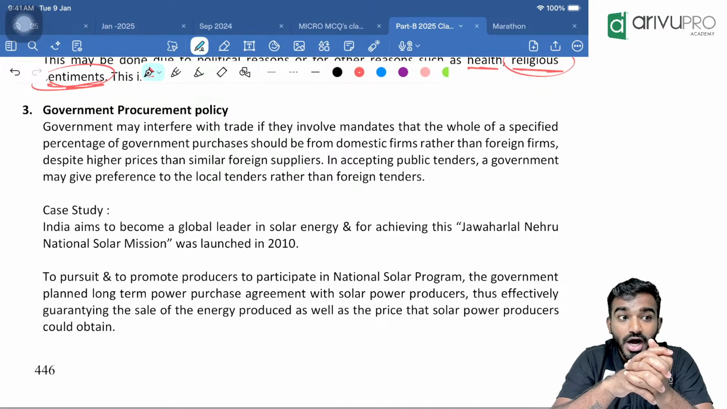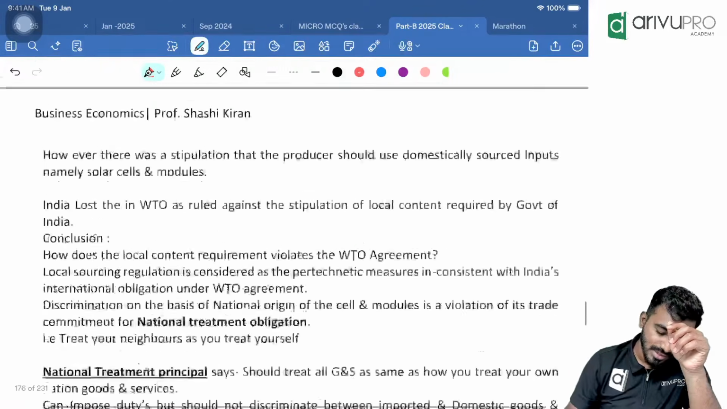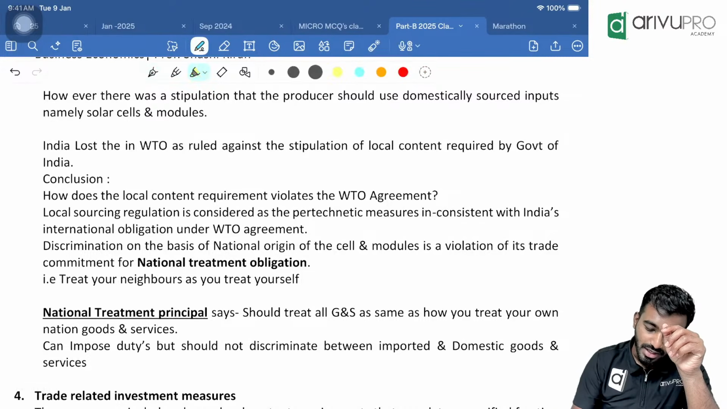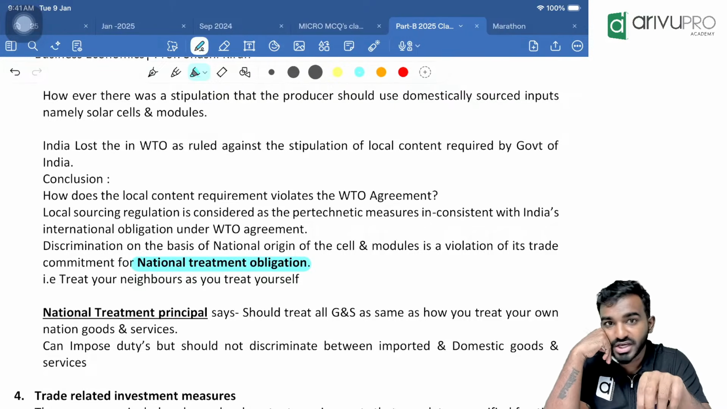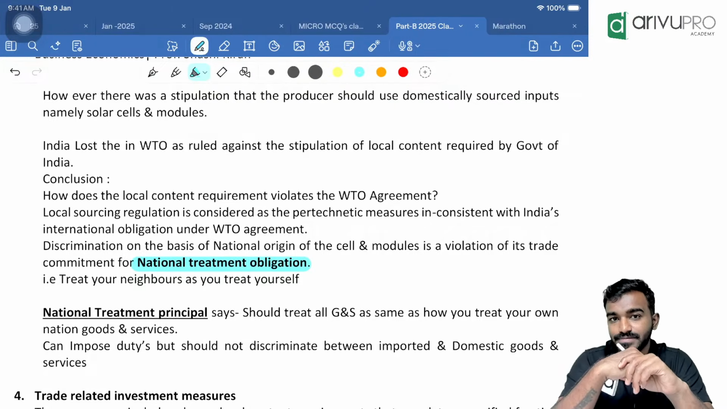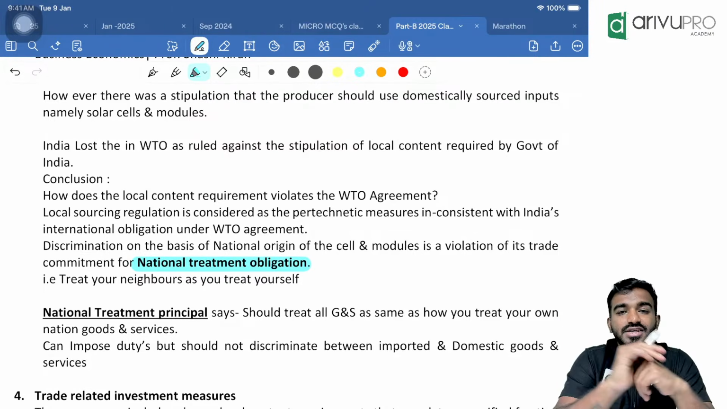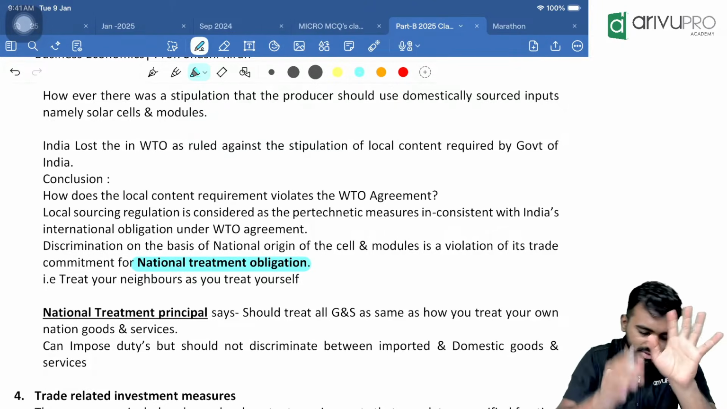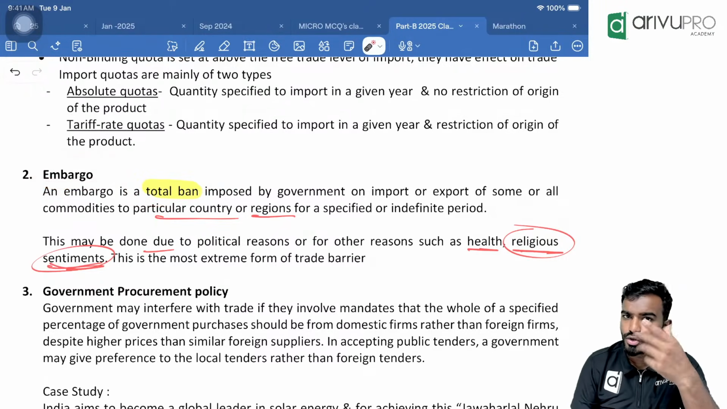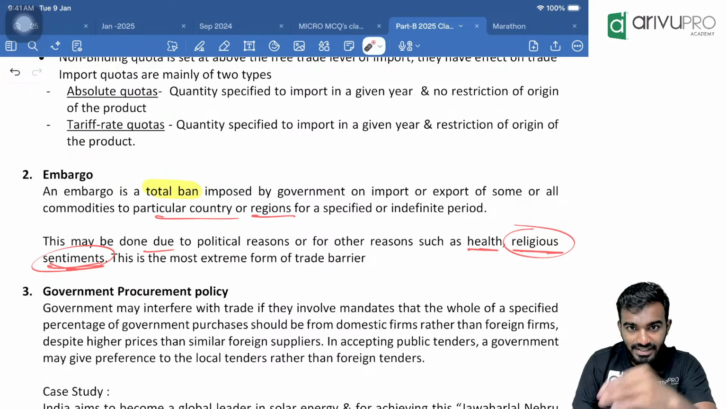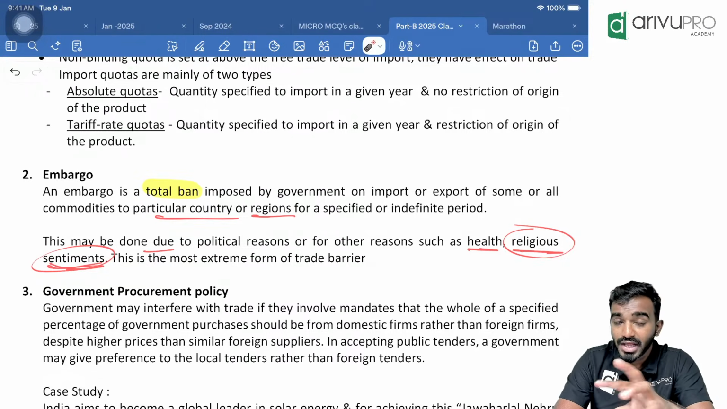But the government cannot say 100% should be domestically procured. That is the problem, because there is something called the national treatment principle, an agreement signed under the WTO. If the government says 100% of components should be domestically procured, that is against the national treatment principle. You can't discriminate between domestic goods and foreign goods after importing them into your country. If you want to impose an embargo, if you don't want the Chinese product to come inside your country, totally ban that product. Don't allow it at all. But once that good enters your country, you can't discriminate that it is not an Indian good, that it is a foreign good.